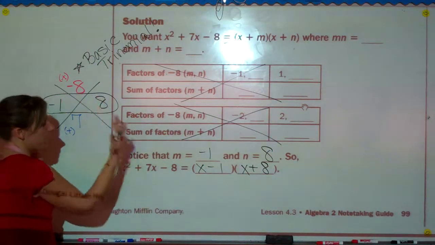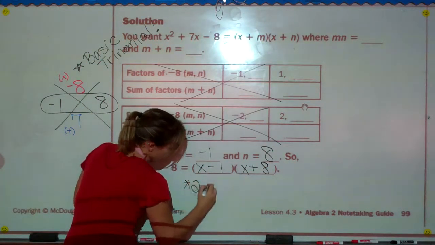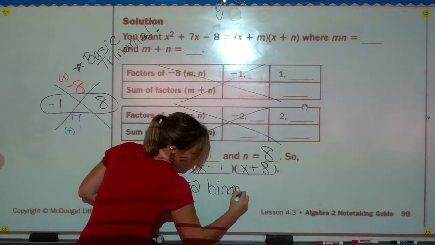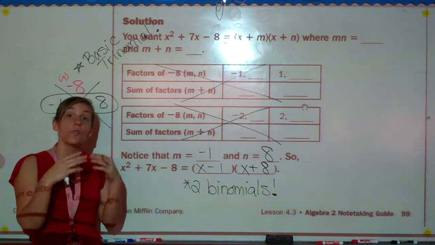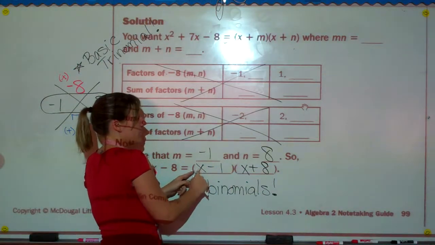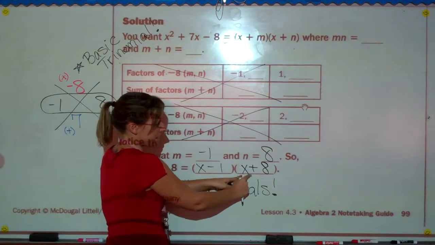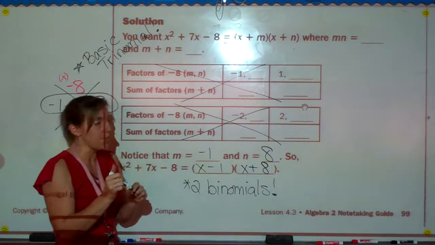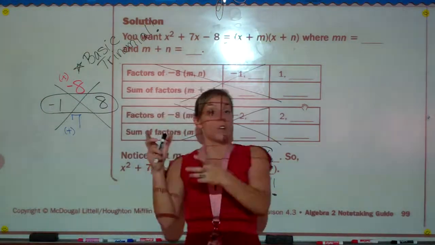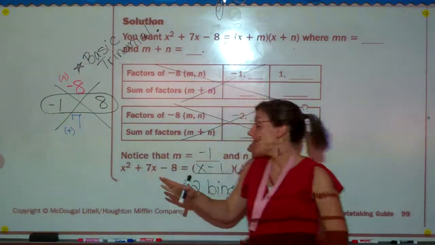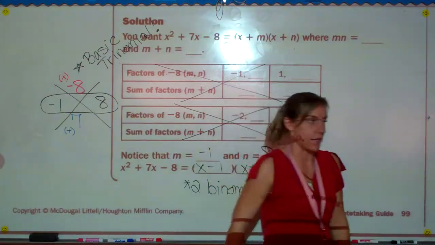Once you find your numbers, you've got your factors, and we wrote them as 2 binomials, okay? Two pairs of two terms. So that's a binomial, x minus 1, and this is a binomial, x plus 8. Okay, so that's the start of our factoring, where if you start with a trinomial, 3 terms, it breaks down to binomials, and that's the most basic way that it'll break down.